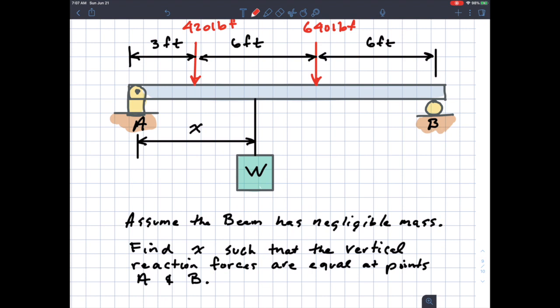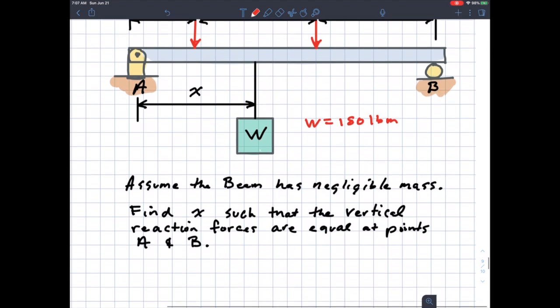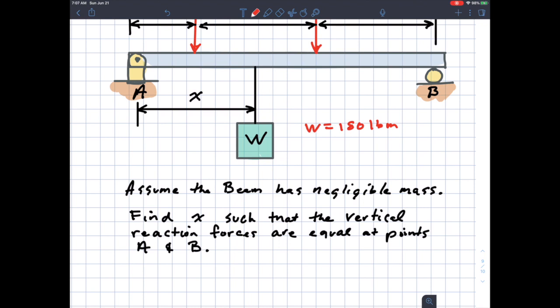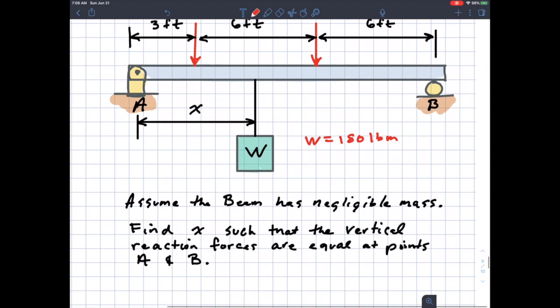Let's say this weight is 180 pound mass. All right, so we adjust the horizontal distance x so that the reaction forces at points A and B are equally distributed. You get the gist of the problem? We adjust the positioning of the weight, and we get equal reactions at A and B.